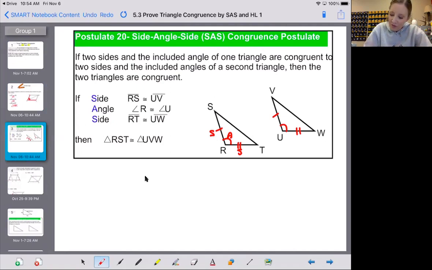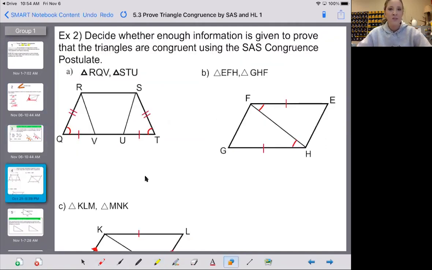And so again, over here, you'll see side, angle, side. And you'll frequently see me label it with an S for side or an A for angle, because I think it helps visually see side, angle, side when I write out the letters. So you'll see that on a lot of my examples. All right, so let's go through and answer these examples. It says decide whether there is enough information given here to prove that the triangles are congruent, and specifically using the side, angle, side congruence postulate.